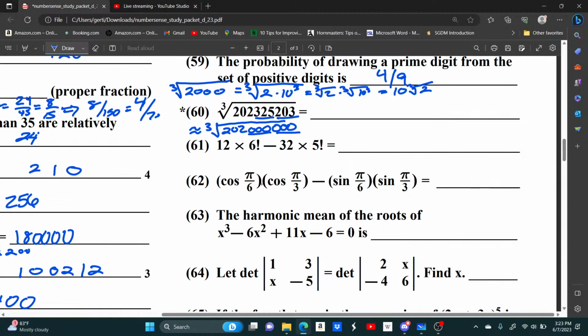So when I'm looking at this, I'm looking at my 202, and I'm trying to think of cubes that are close to 202. So 5 cubed gives you 125, and 6 cubed gives you 216. So I'm going to say that the cube root of 202 is something like 5.8.